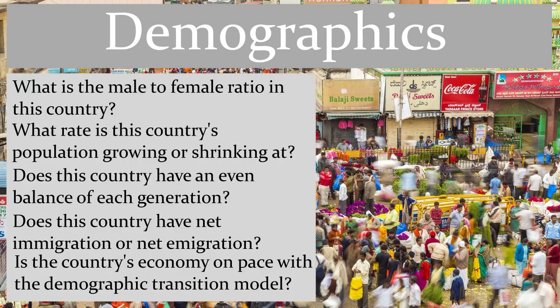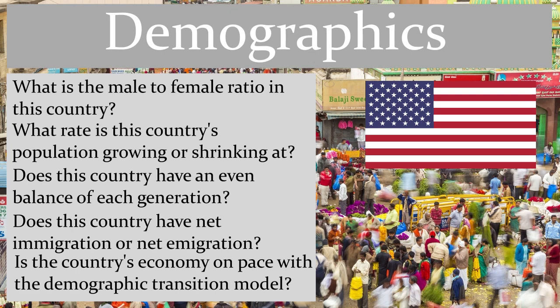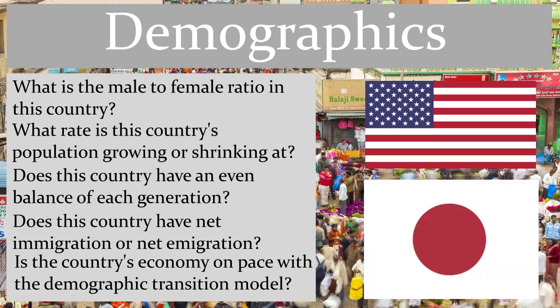These are the questions for demographics. An example of an A-tier nation in this category is the United States, due to having both high levels of immigration and birth rates, while simultaneously having a growing economy. An example of an F-tier country in this category is Japan, due to having a rapidly aging population combined with a stagnant economy.